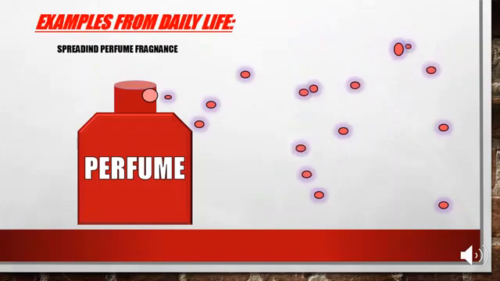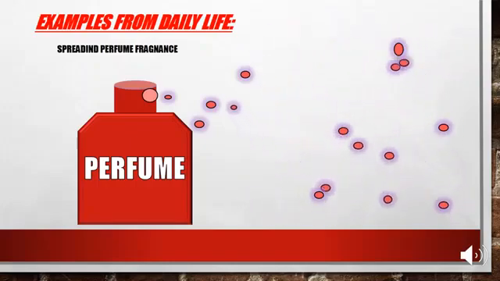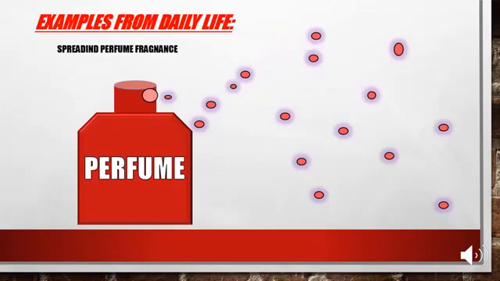Let's take examples of diffusion from daily life. The first example is the spreading of perfume fragrance. Do you know what happens when an individual uses perfume and others can feel its fragrance? The reason is that the molecules diffuse into the air due to the random motion and collision of the molecules, and thus reach the other corner of the room and we feel its smell.